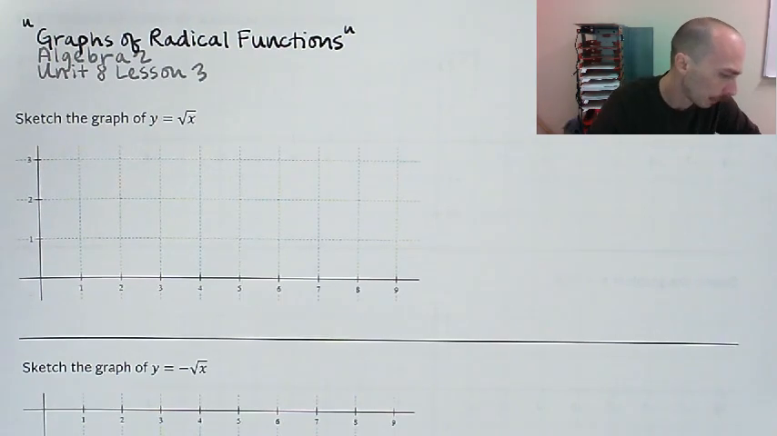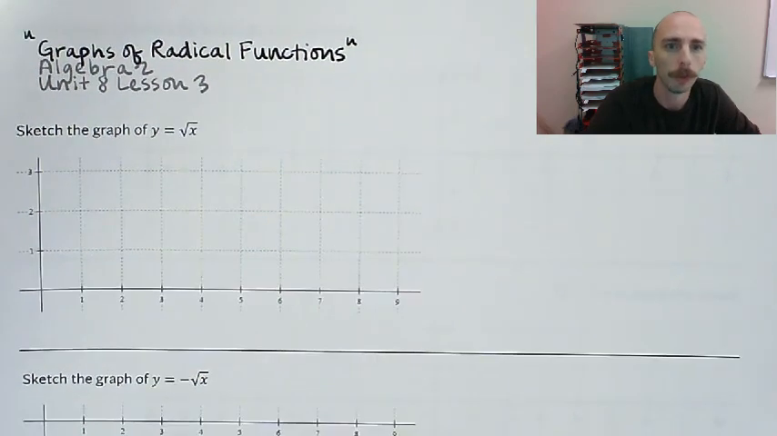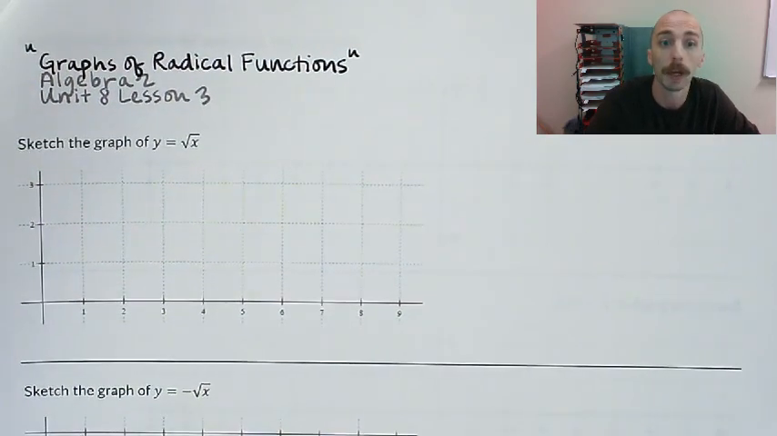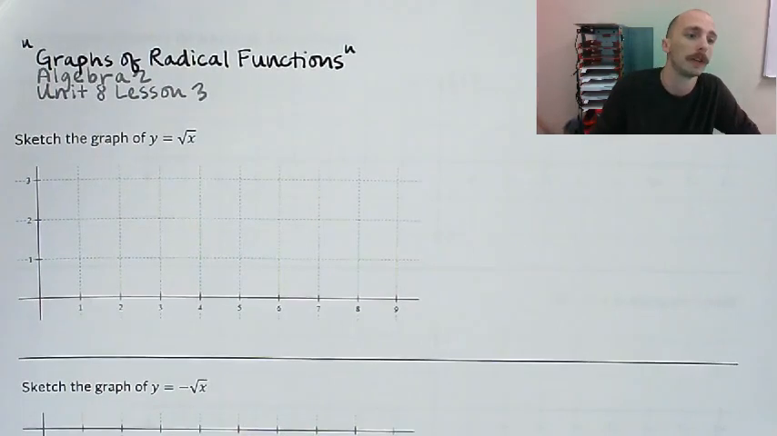Okay, we're going to start with graphing y equals the square root of x. And just like in Algebra 1, or whenever you first learned about how to graph, we're going to start by making a table, plotting points, and connecting dots.